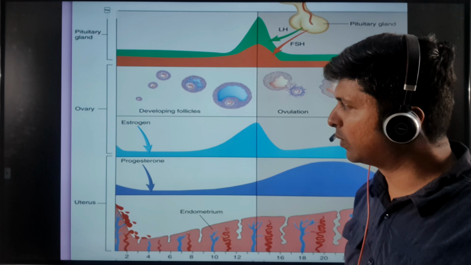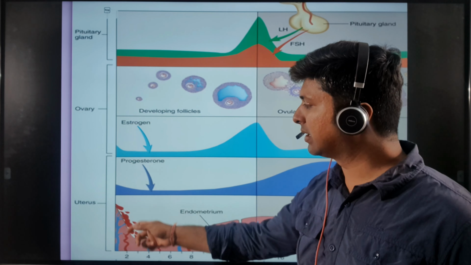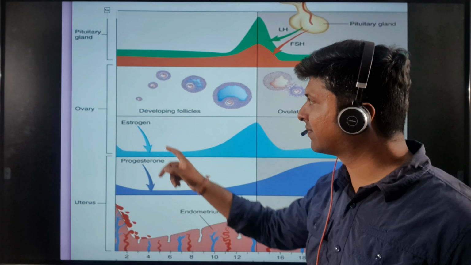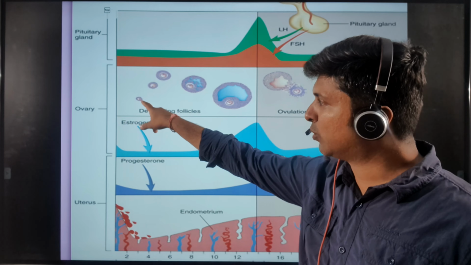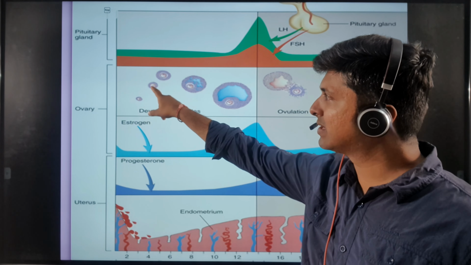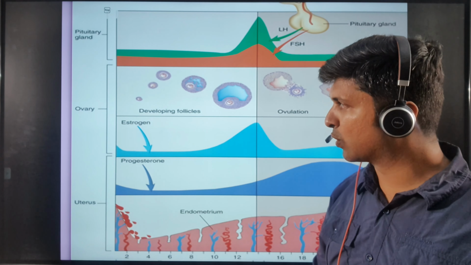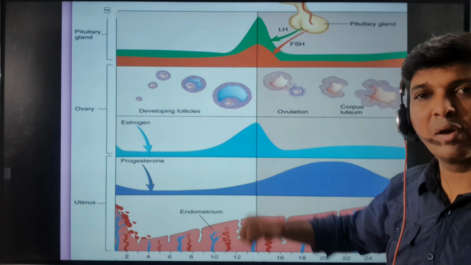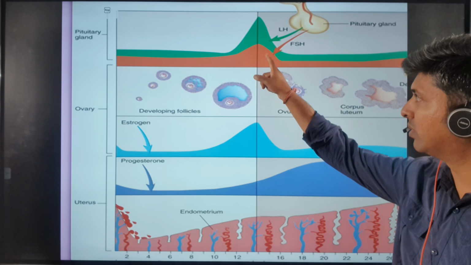Now talking about the ovary. Here during the first phase of the menstrual cycle there are no primordial follicles, but in the second phase, that is the repairing phase, the eggs will start maturing in one of the ovaries. And by the time you reach the 12th day, the Graafian follicle is fully mature and ready to rupture on the 14th day.